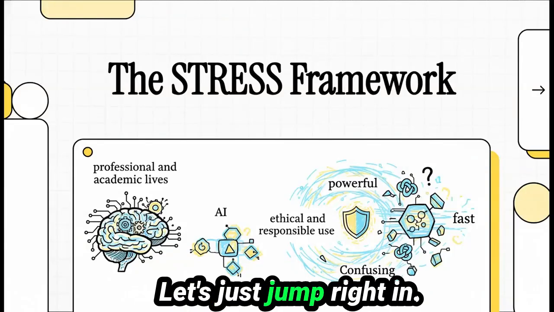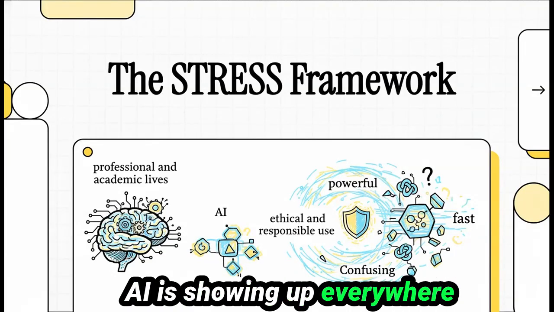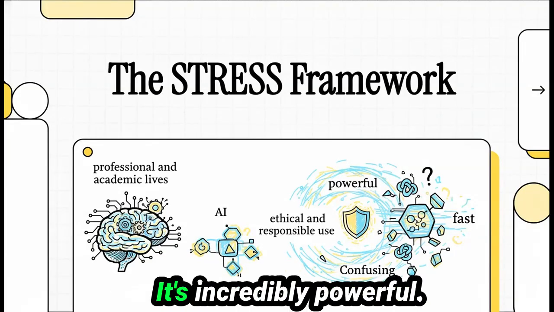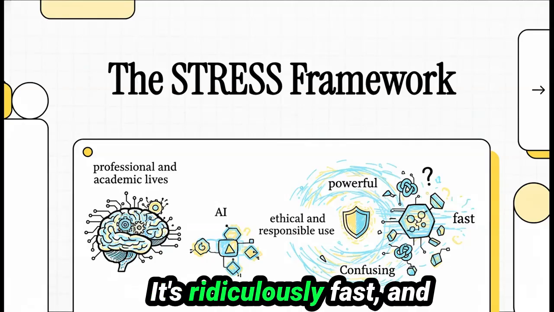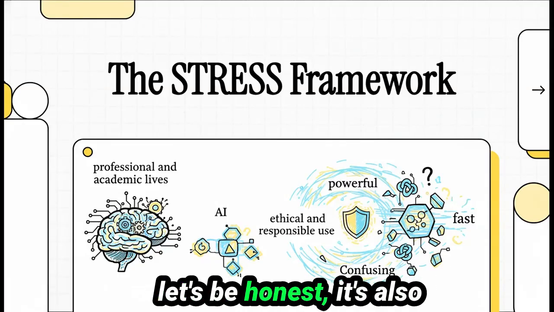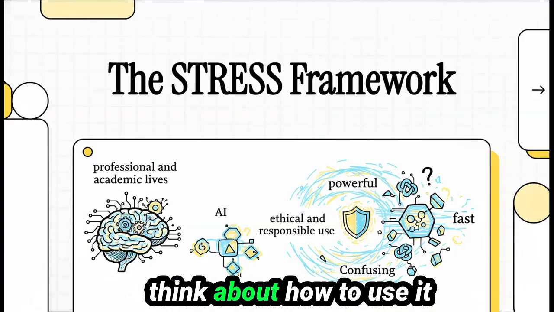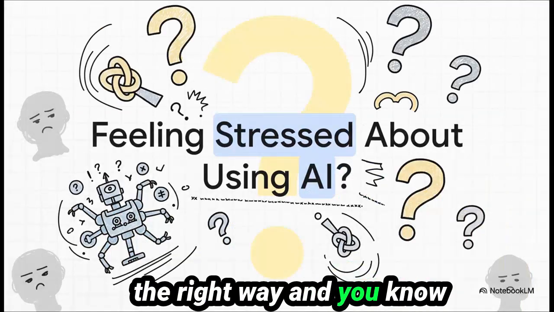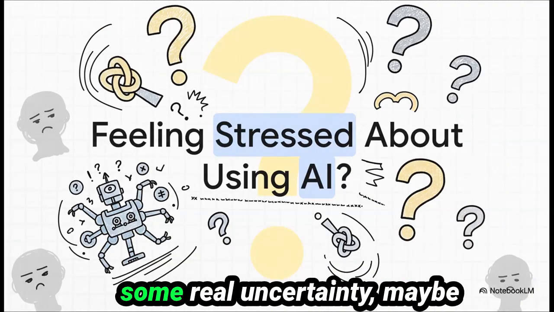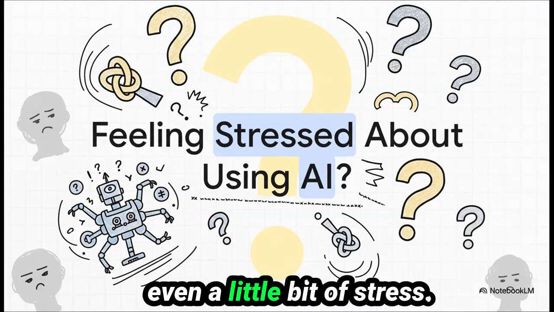All right, let's just jump right in. AI is showing up everywhere in our work and in our studies. It's incredibly powerful. It's ridiculously fast. And let's be honest, it's also kind of confusing when you think about how to use it the right way. And you know, that confusion can lead to some real uncertainty, maybe even a little bit of stress.